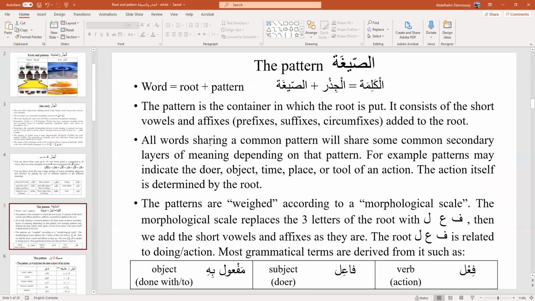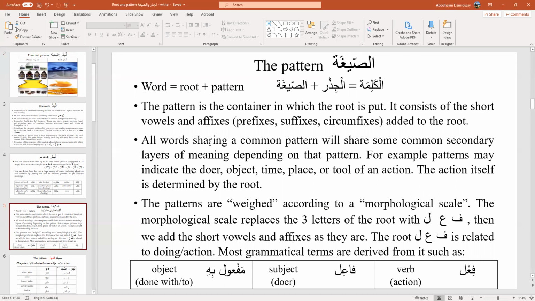Prefixes are affixes that are put at the beginning of the word, before the root. Suffixes are affixes that are put after the root. Circumfixes are put around, before and after. And you have inner fixes as well, which are put inside. So basically, it consists of the affixes that are added to the root.